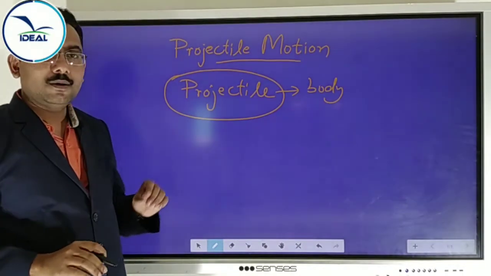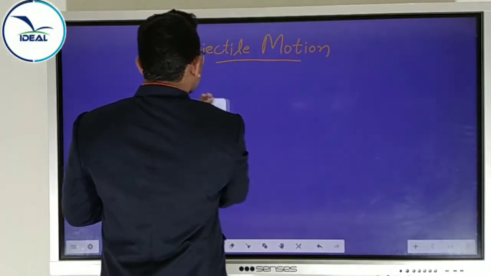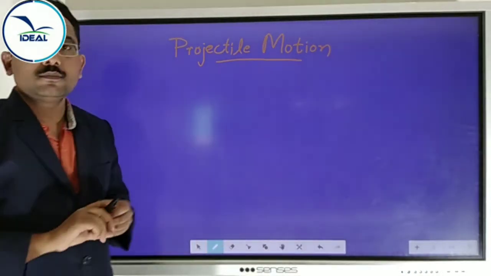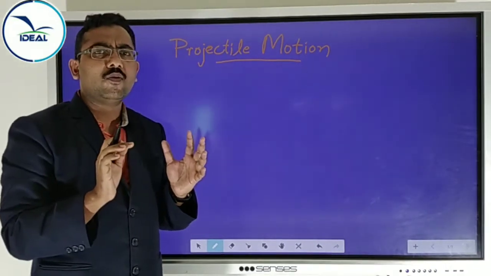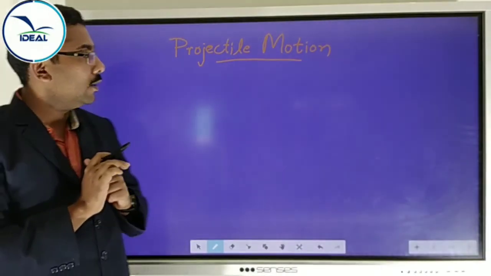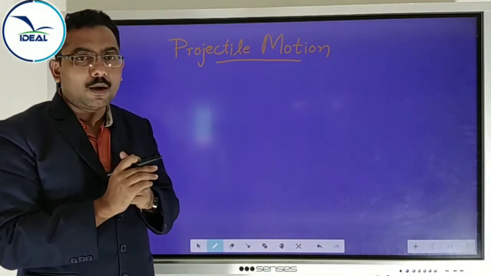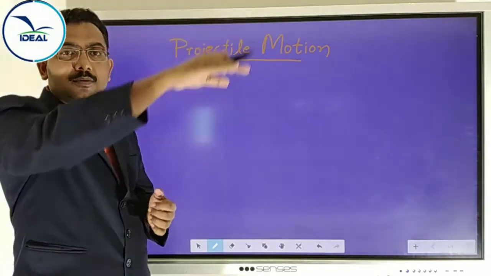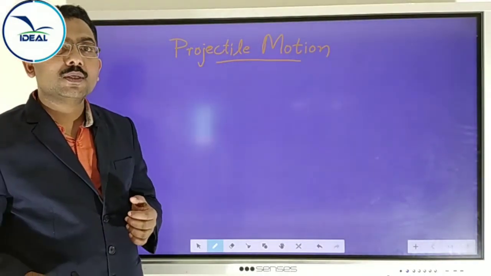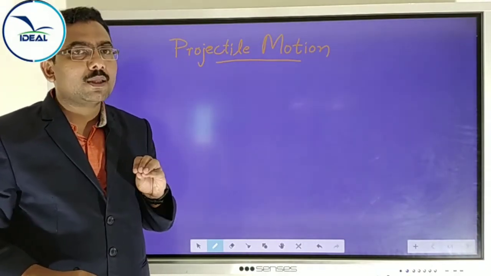Projectile is the body which is projected. It is a very common motion in nature. We can see many projectile motions. For example, if an athlete throws a javelin, it moves in projectile motion.